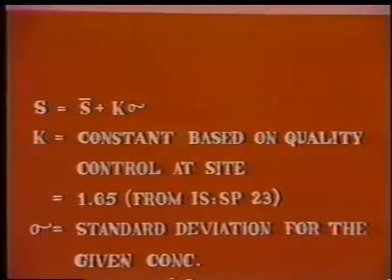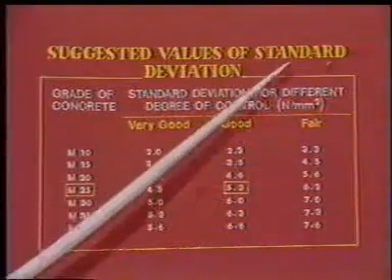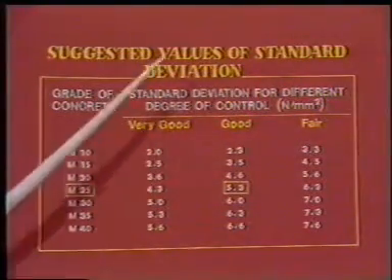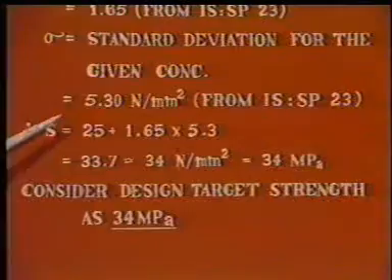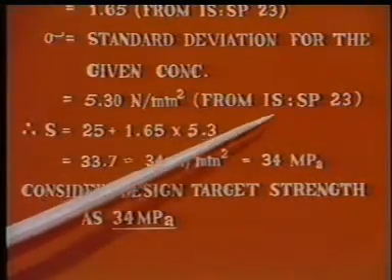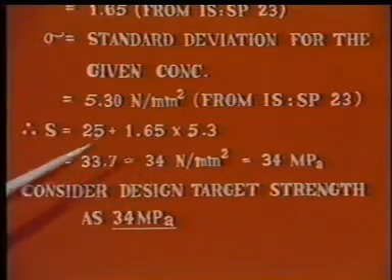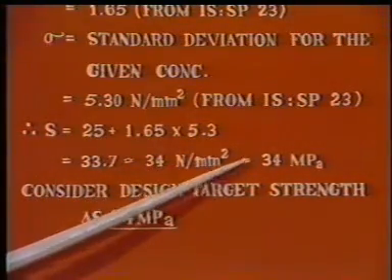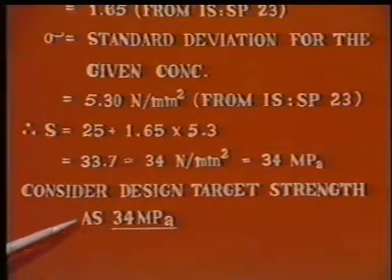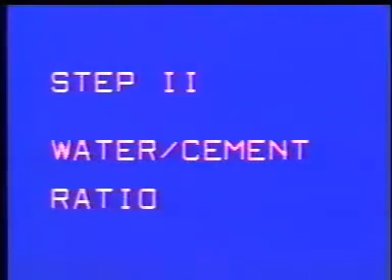S is equal to S bar plus K times standard deviation. From Indian Standard, Special Publication 23, constant K is equal to 1.65 and standard deviation is equal to 5.3. Therefore, S is equal to 33.7 Newton per square millimeter, approximately 34 MPa.